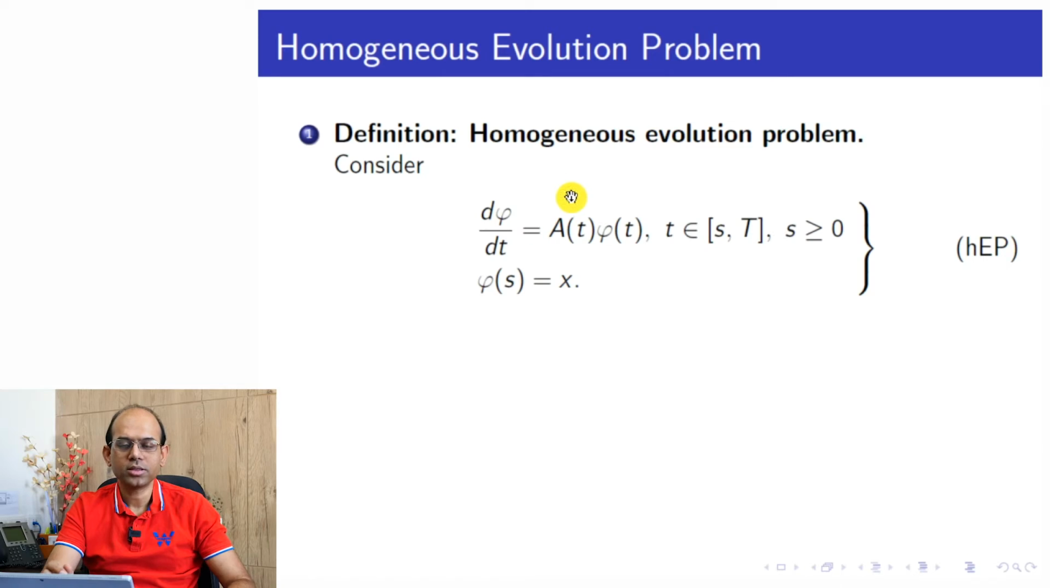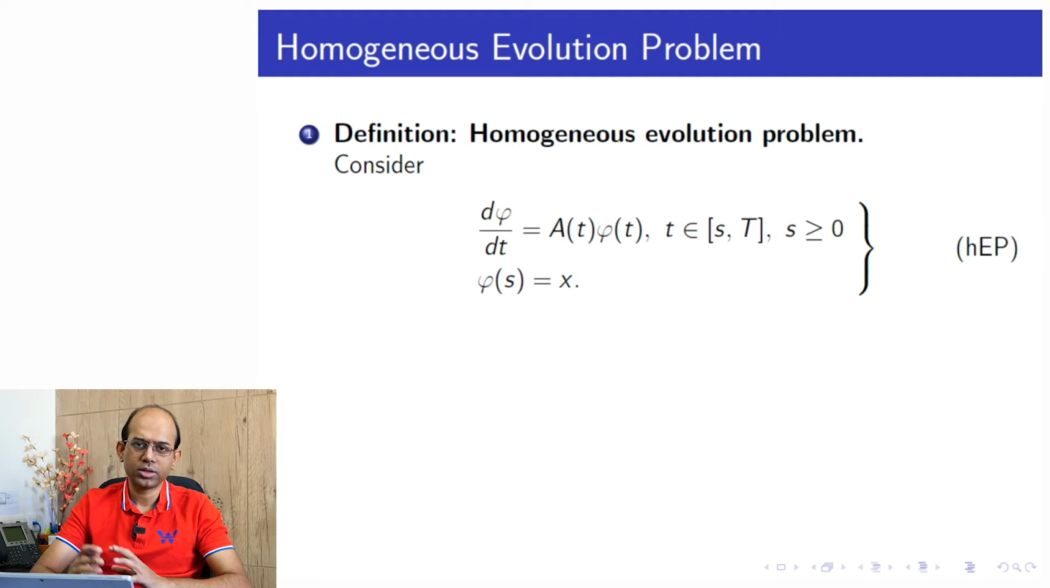Welcome. Let us revisit the homogeneous evolution problem, what we have done in the last lecture, very quickly. So this is the homogeneous evolution problem. Why do you call it evolution problem? Because in this Cauchy problem, the operator is a non-autonomous operator, so it depends on time explicitly. So here dφ/dt is equal to A(t)φ(t) is the equation, with initial condition φ(s) is x, where t is between s and some capital T.